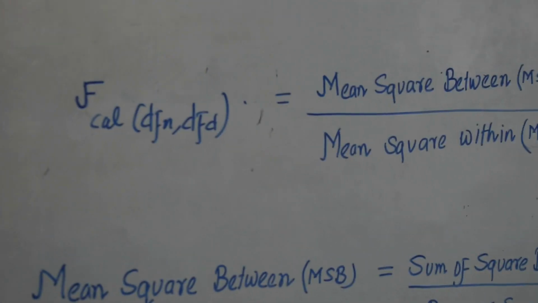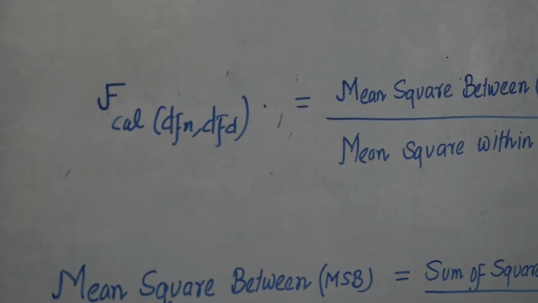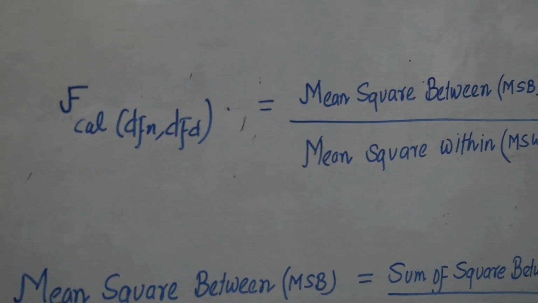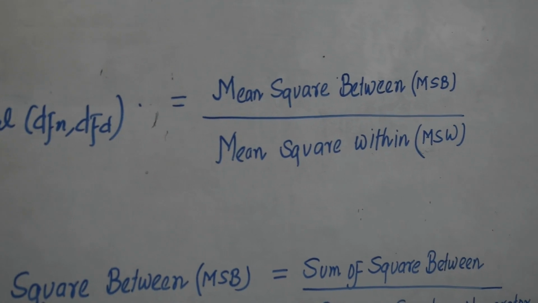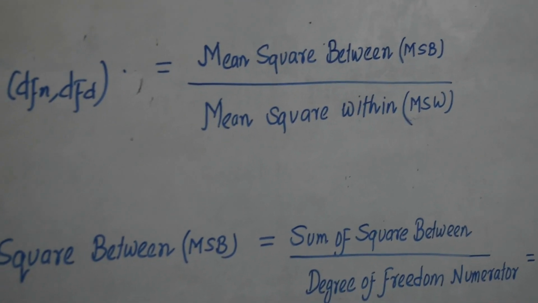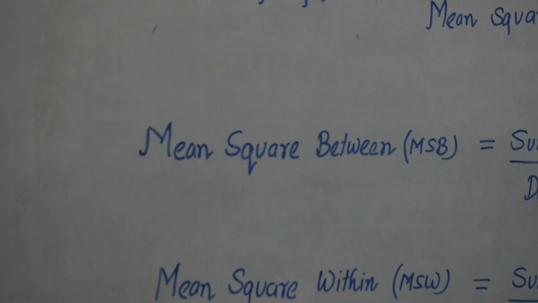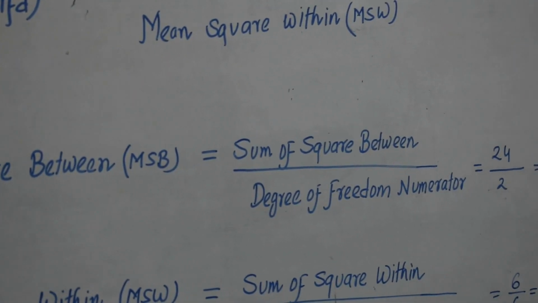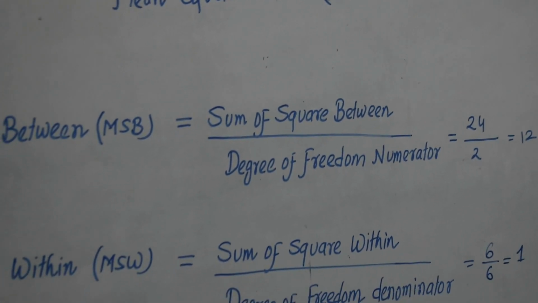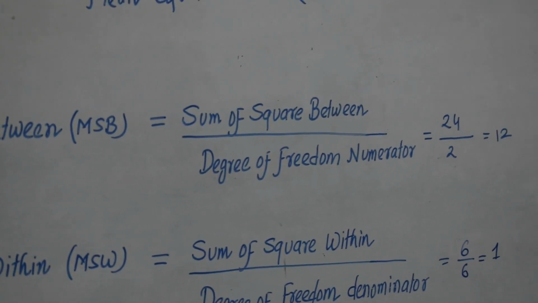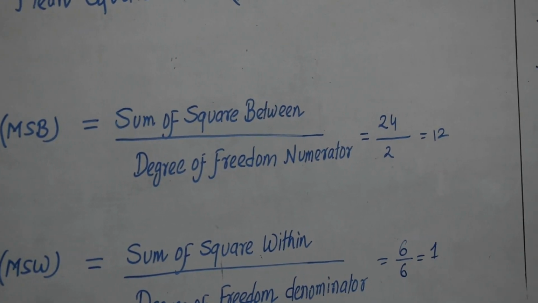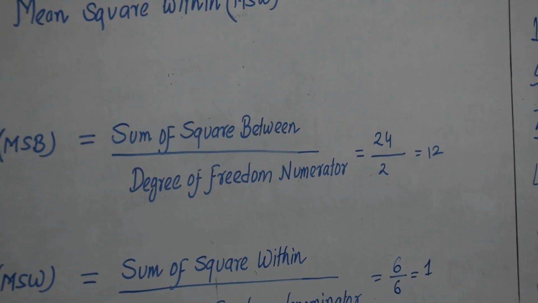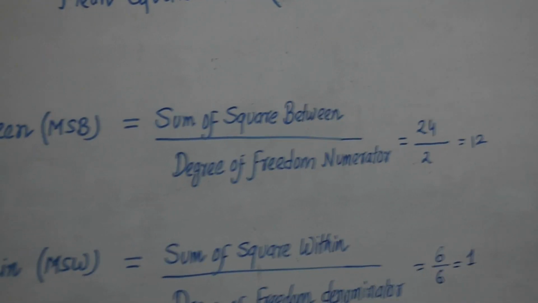Now on to the F-test calculation value. The F-test calculation, for a given degree of freedom of numerator and given degree of freedom of denominator, is given as mean square between over mean square within. So for the mean square between calculation, we use the sum square between the groups and divide by the degree of freedom of numerator. The value was 24, and 24 divided by 2 is 12.